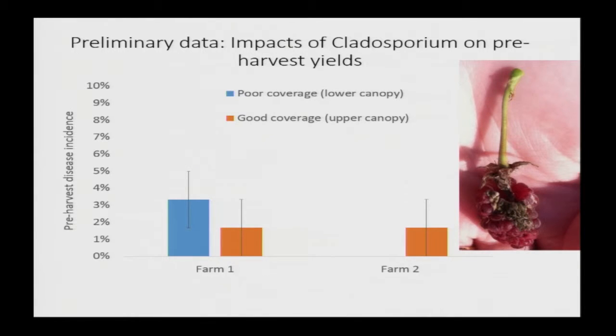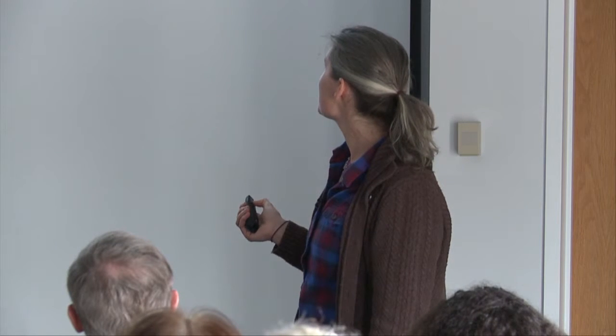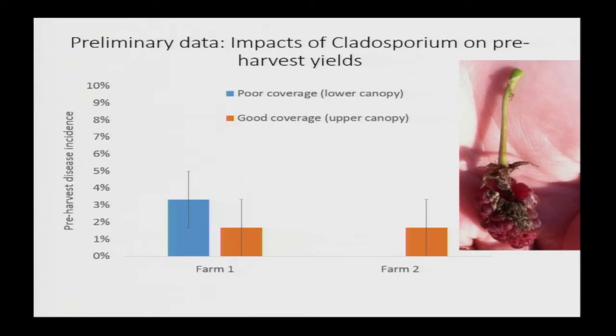So we found this disease, and I wanted to have some information for you on how big of a problem it can be. We did a simple survey, and this is in no way comprehensive, of 2 farms in the area, looking at Cladosporium in the field. The fruit rot incidence isn't terribly high.